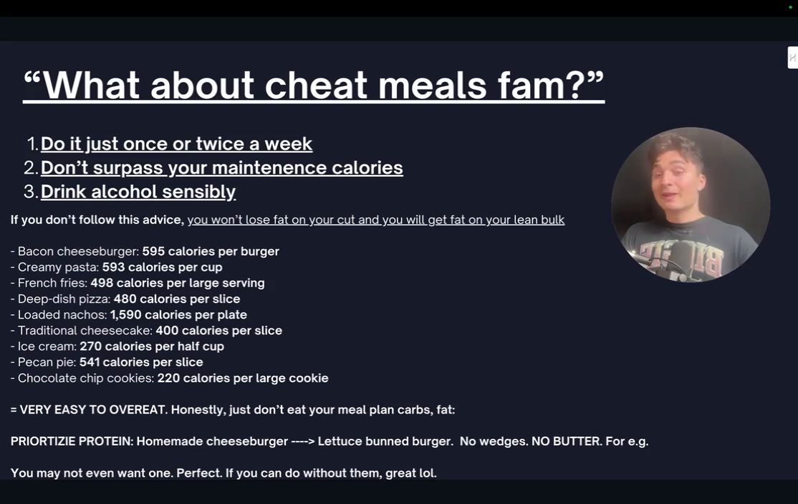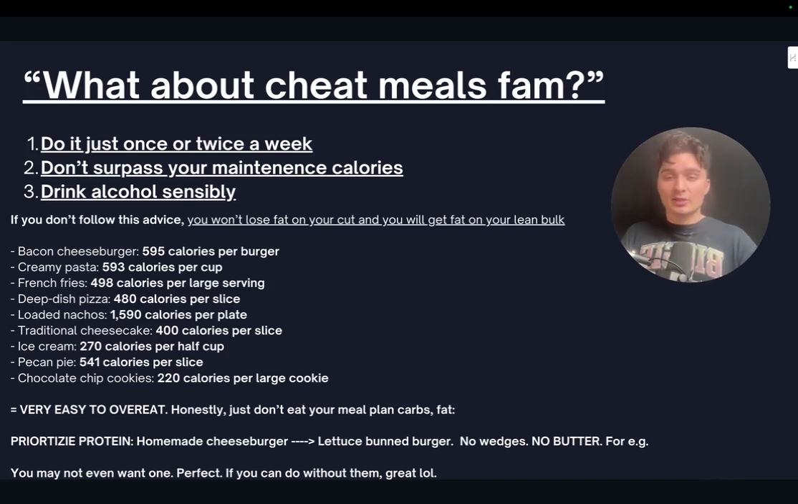Bacon cheeseburger, 600 calories per burger. Creamy pasta, 600 calories per cup. French fries, 500 calories per large serving. Pizza, 500 calories per slice. Loaded nachos, 1,600 calories per plate. Cheesecake, 400 calories per slice.